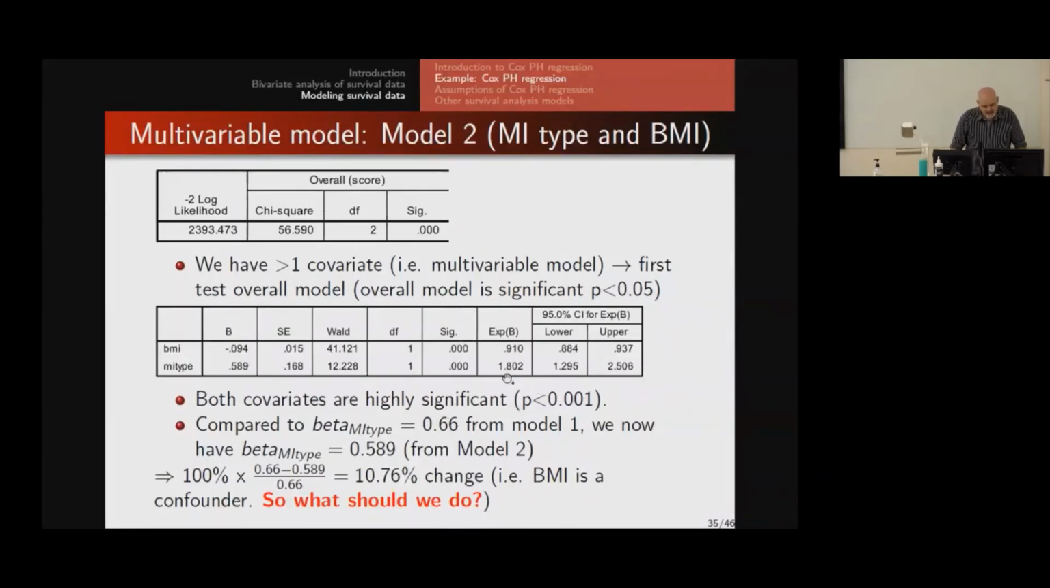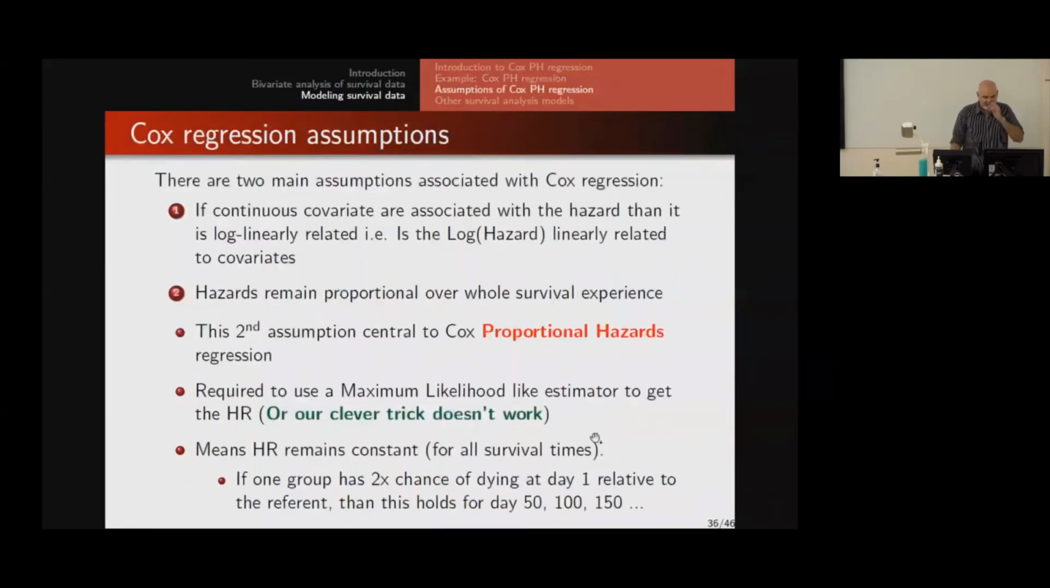The hazard ratio for MI type went down a little bit. When we account for someone's BMI, the MI effect wasn't as profound. I mean, it was still a large effect. It's 1.8 times the chance of dying if you have a non-Q wave. Okay, so that's really all we need to say about that. Okay, so that's just running through a Cox regression.